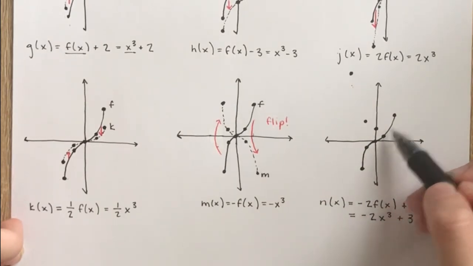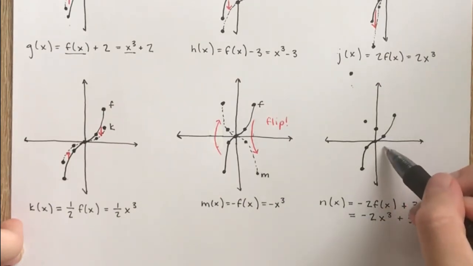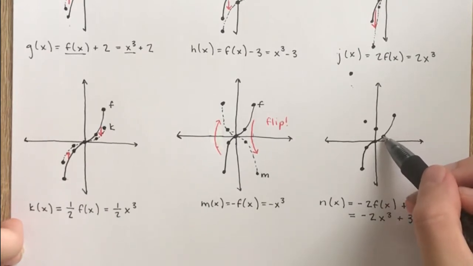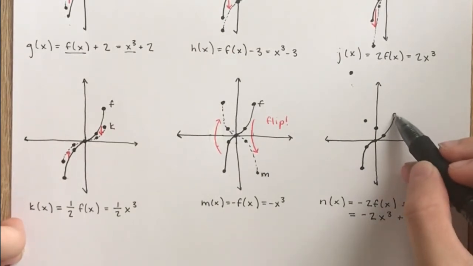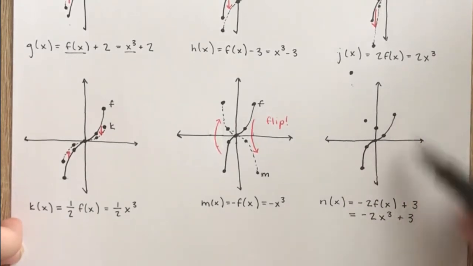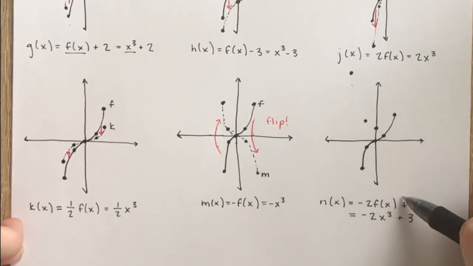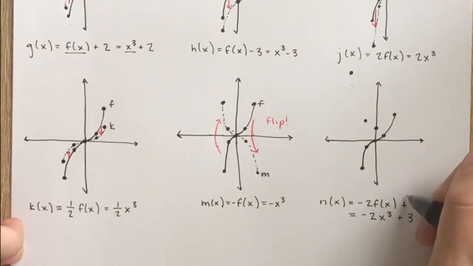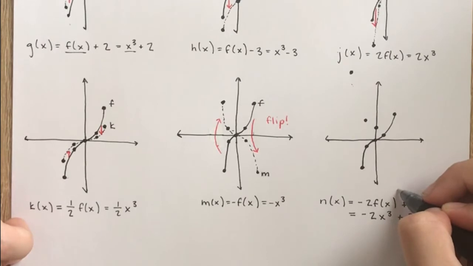Positive 1, 1, where does that guy move? Well, 1 cubed is 1. 1 times negative 2 is negative 2. And negative 2 plus 3 is positive 1. So that guy actually doesn't move at all, which is kind of cool. Last but not least, we have 2, 8. Where does this point go? Well, 2 cubed is 8. 8 times negative 2 is negative 16, which is going to be down here, right? But we're adding 3, so we move up a little bit. So let's make sure we're in line there.